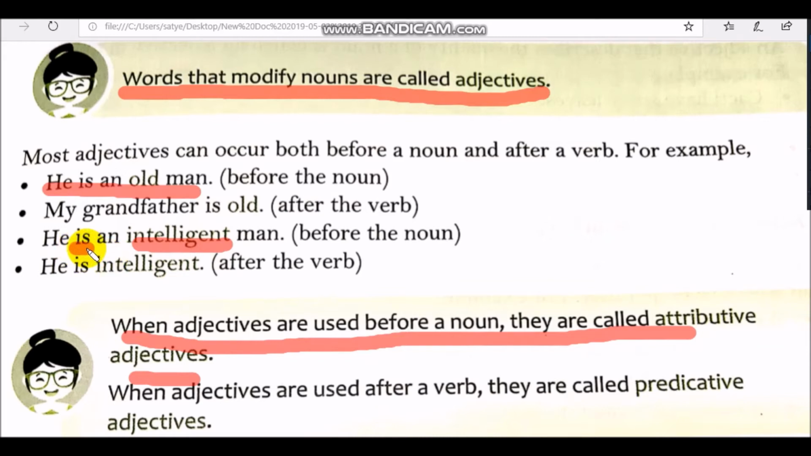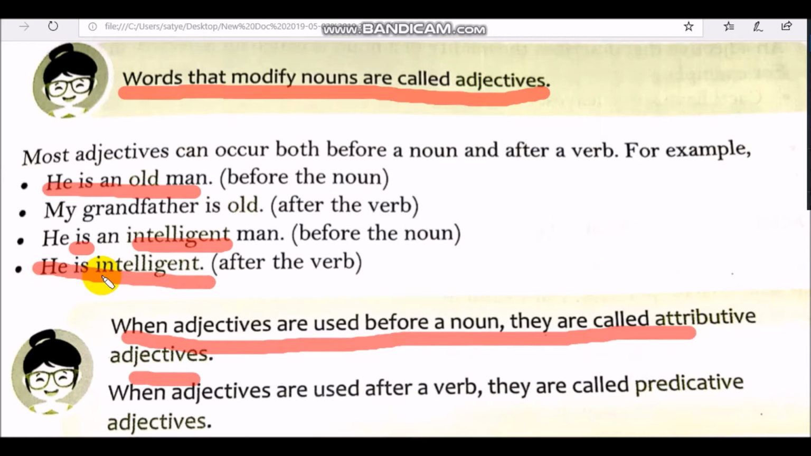This is a helping verb. So after that intelligent is coming. Here, he is intelligent. So what is the verb here? Is, because is a helping verb, auxiliary verb. Helping verbs are the words which help the sentence to fit in. For example, is, am, are. So after the verb, means he is intelligent, this is predicative adjective.